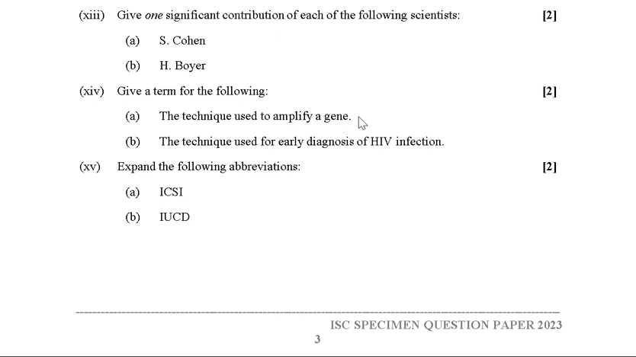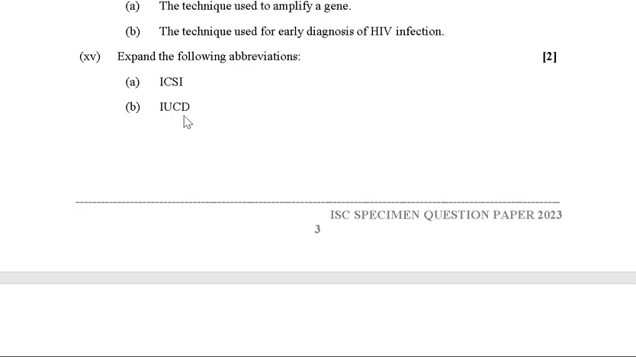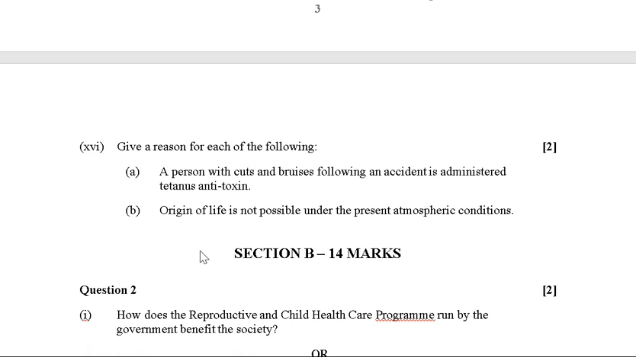Okay. Now next, give a term for the following: the technique used to amplify a gene, and here the correct answer is PCR, that means polymerase chain reaction. Next, the technique used for early diagnosis of HIV infection. For this question, the answer is ELISA test. The full form is enzyme linked immunosorbent assay. Question number 15. Expand the following abbreviations. The first abbreviation is ICSI. The full form is intracytoplasmic sperm injection. And IUCD, the full form is intrauterine contraceptive device. Okay. Now come to the next question.